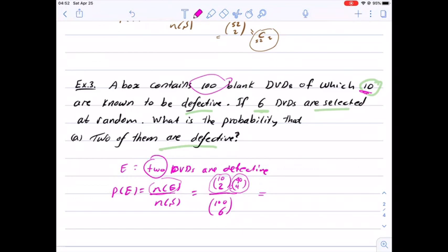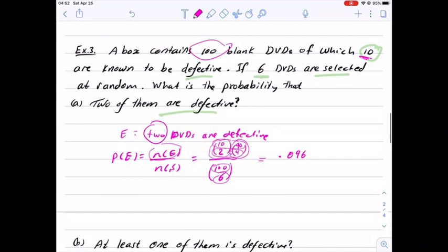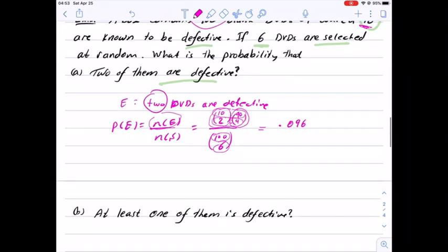And as you can see, the sum of the top numbers is 100, the same as the top in the denominator, and the sum of the below numbers 2 and 4 is the same as the below or chosen number 6. So using a calculator we get 0.096. This is the probability of getting 2 defective DVDs.